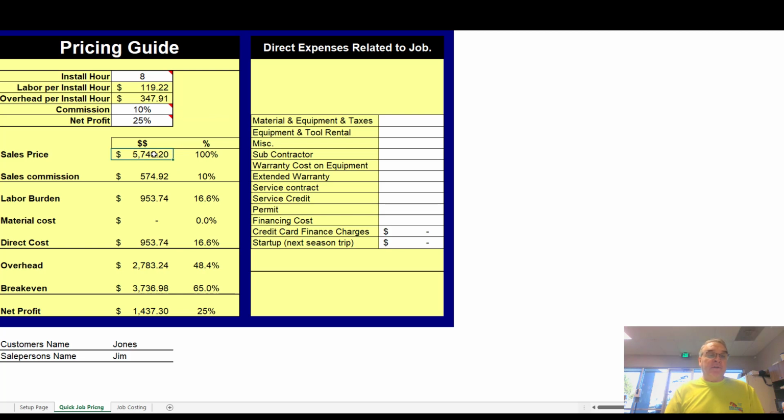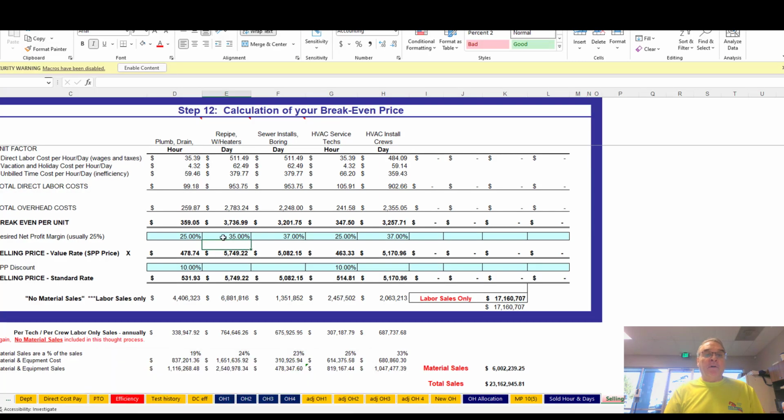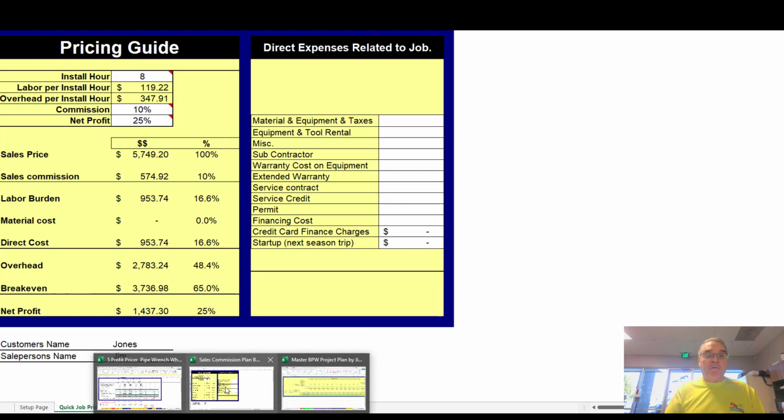So as you can see, this is 57.49. So that matches our profit pricer of 57.49 with the 25% net and the 10% commission. So I want to make sure that we start off on that foot first. Okay, so that we're copacetic.